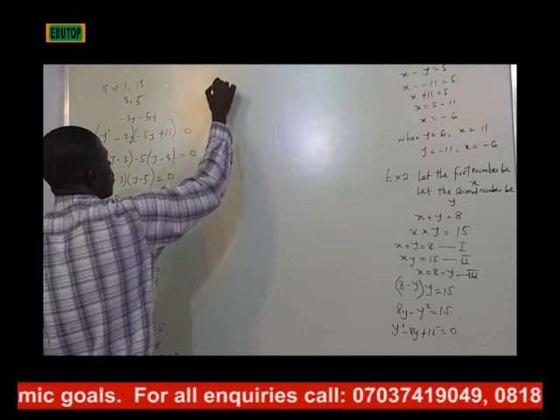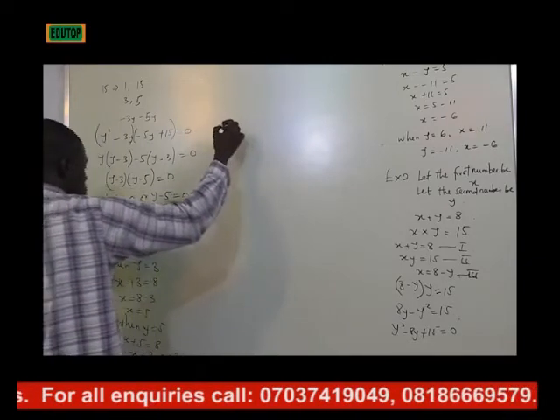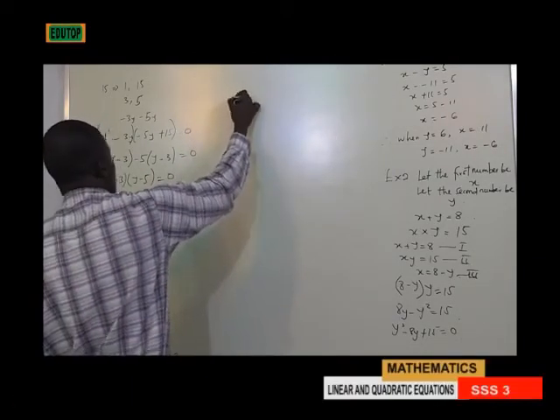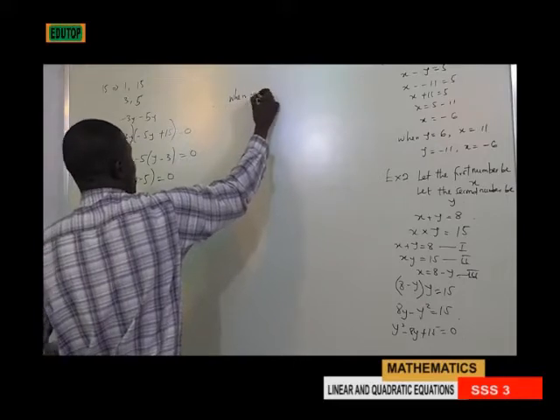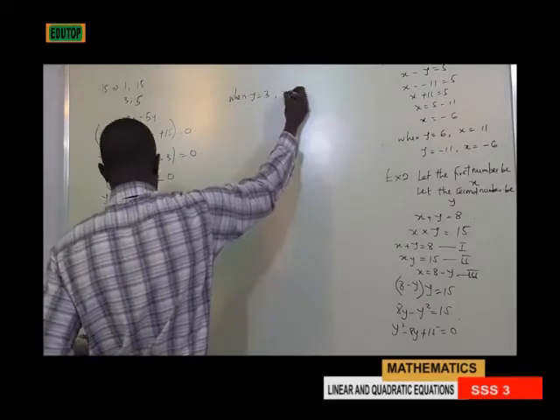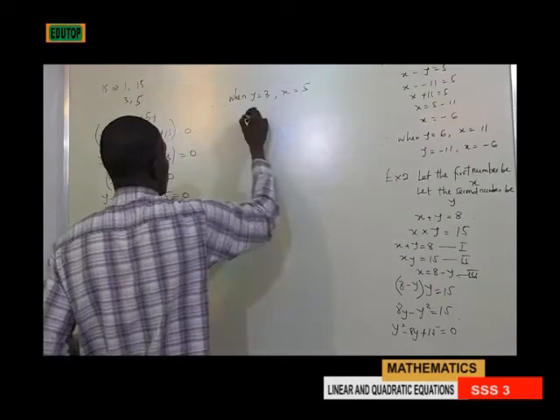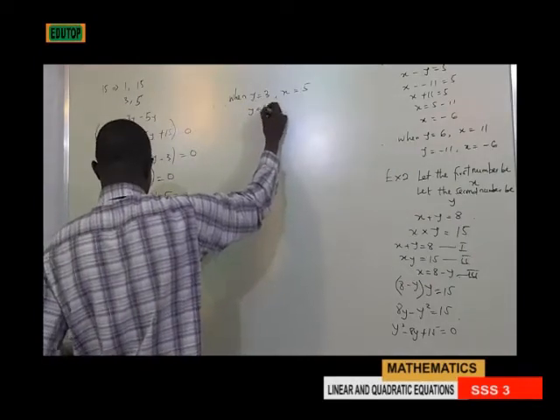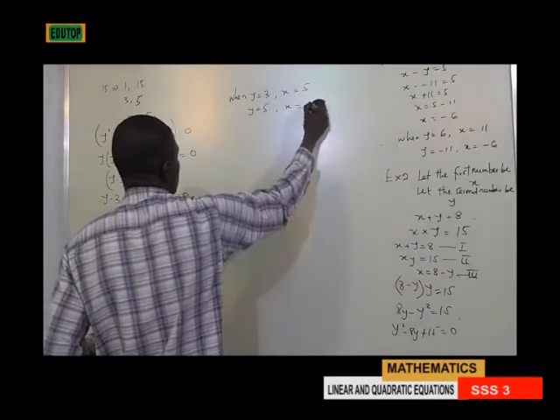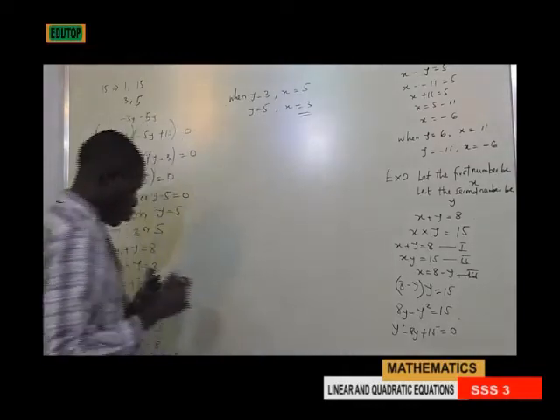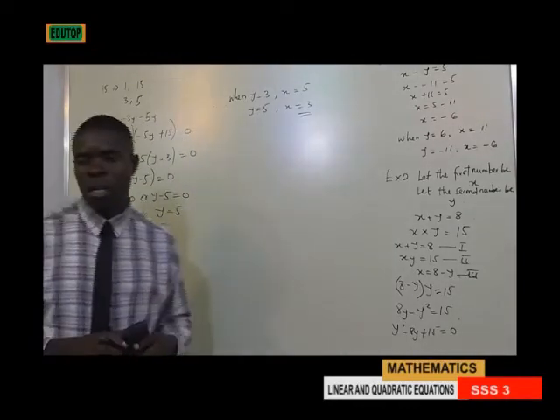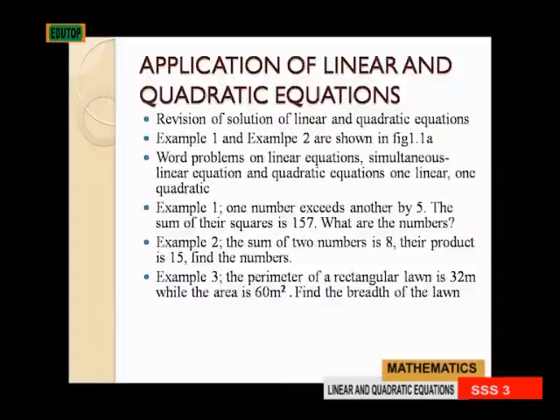Therefore, when y equals 3, x equals 5. When y equals 5, x equals 3. And that is the solution to the question in example 2.